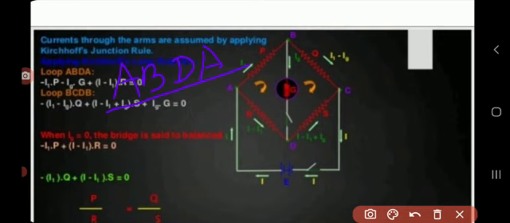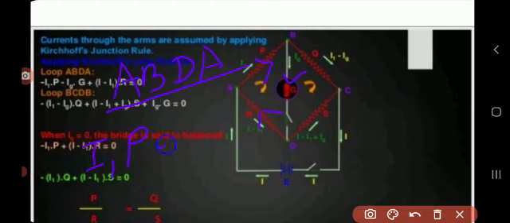See, current is passed following this diagram. So first we move from A to B. We see our movement is same as the direction of current. So the product of current and resistance is taken positive. So it is I1P. It is positive. Then current is passed through B to D.